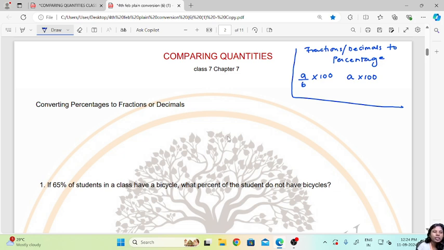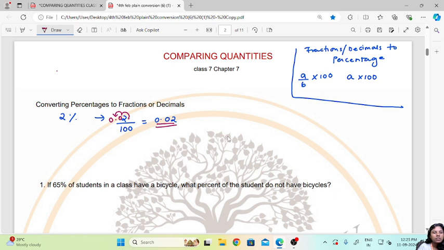Now here, in converting percentage to fractions or decimals, you have to simply divide the given number by 100. Say I have 2%, and I have to find it in fractions or decimals. So I will simply take 2 upon 100. 2 upon 100 will be 0.02, because you will be shifting the decimal twice. So 0.02 will be the answer.